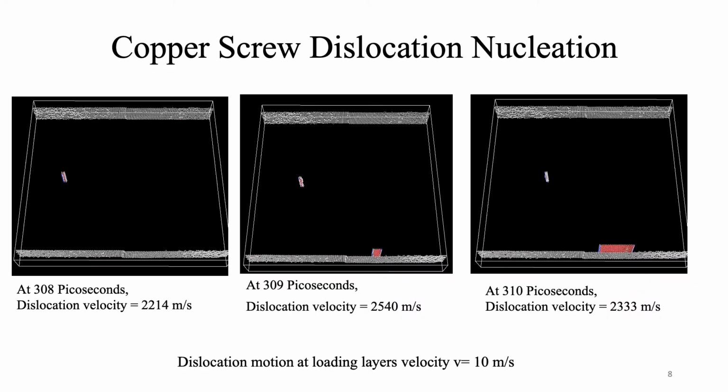While repeating the simulations and reading the dislocation positions, we notice that when the loading layer's velocity is equal to 10 meters per second, the copper screw dislocation starts nucleating at 309 picoseconds, with a dislocation velocity around 2200 meters per second. We notice that once the dislocation reaches its critical velocity, it starts and continues to nucleate into new dislocations, even though the dislocation velocity changes over time.